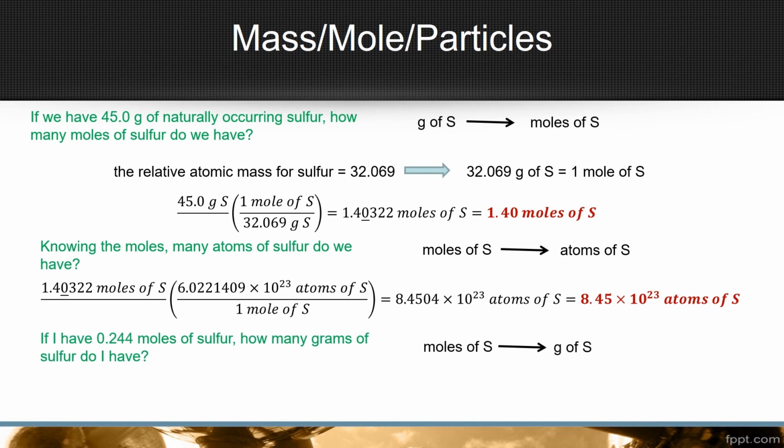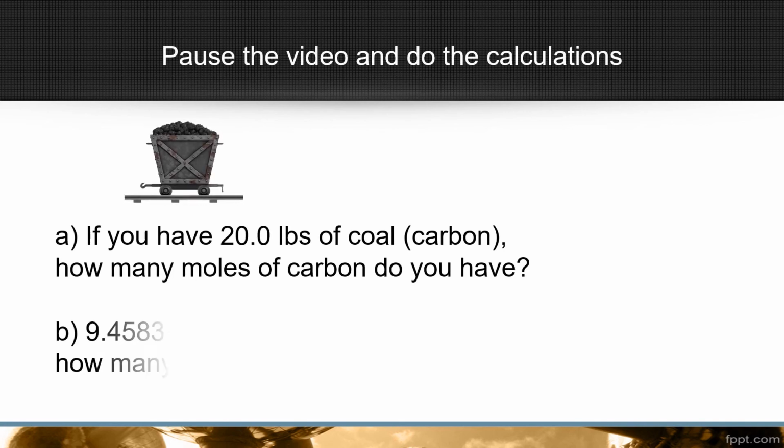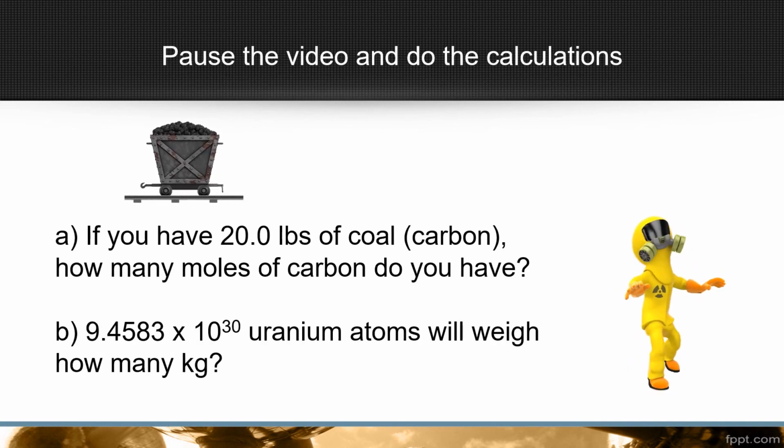Now, if I have 0.244 moles of sulfur, how many grams of sulfur do I have? This should be simple enough. It's like our first problem, but runs in reverse with the moles-grams relationship for sulfur inverted to cancel the units correctly in the computation. Terrific. We now can quantify matter either by mass or by number of particles if we know what elements the matter contains. Quite a huge deal.